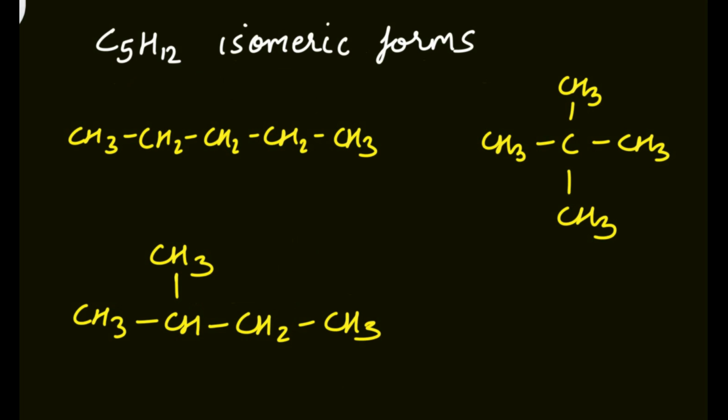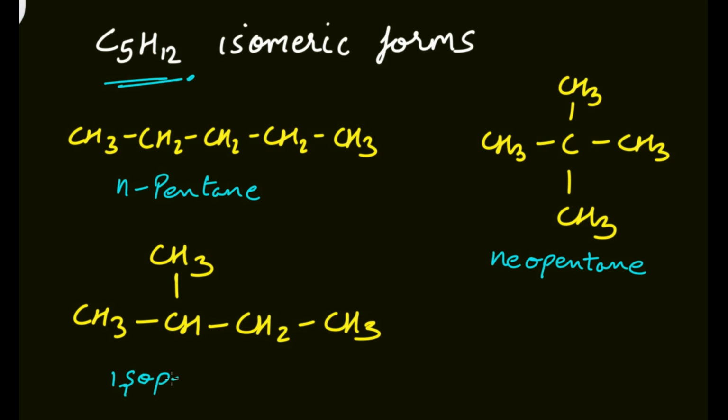Now let's take another example. This is pentane, C5H12. The isomeric forms of C5H12 are given below. What are the names? First one is n-pentane. Second one is neopentane. Third one is isopentane. These are the three isomeric forms of pentane.